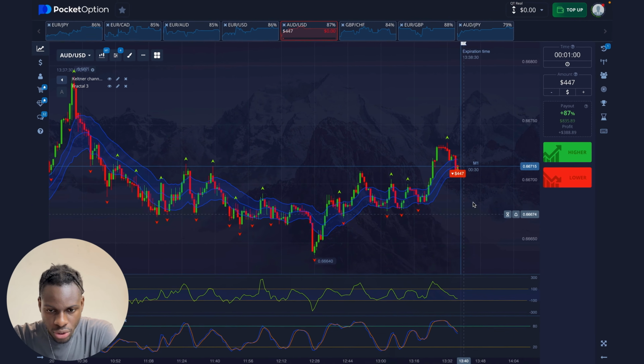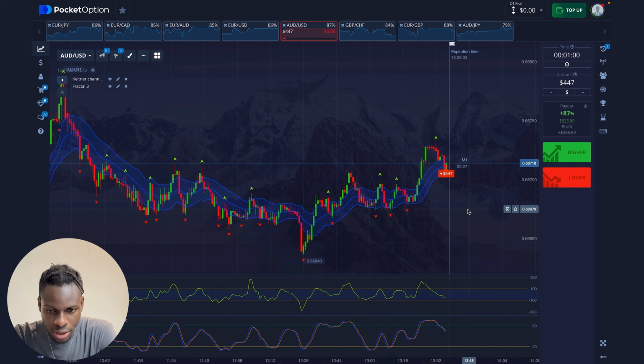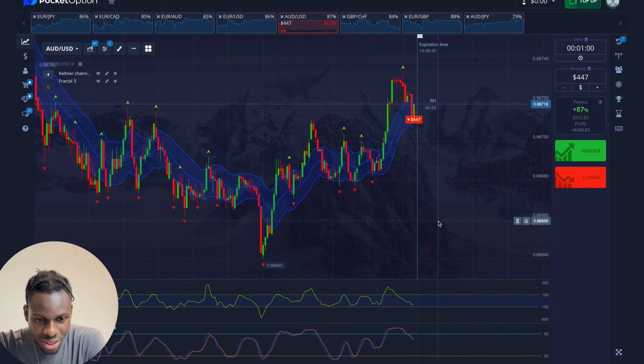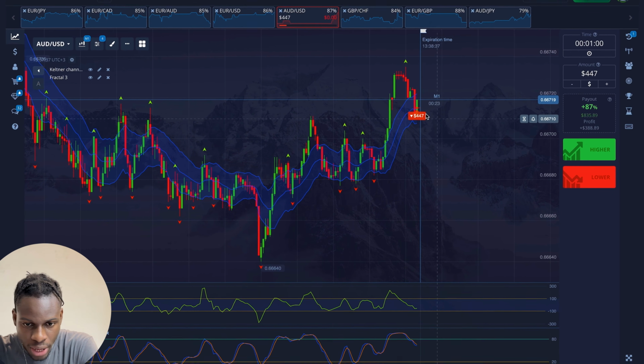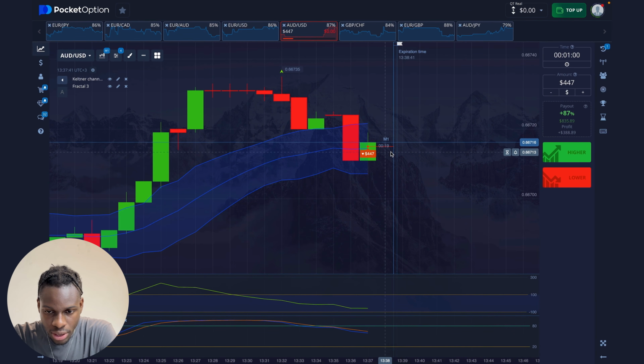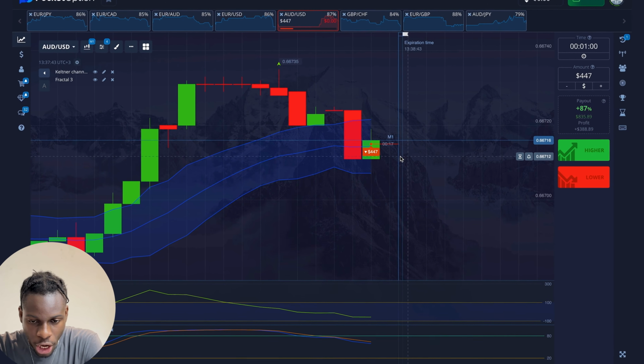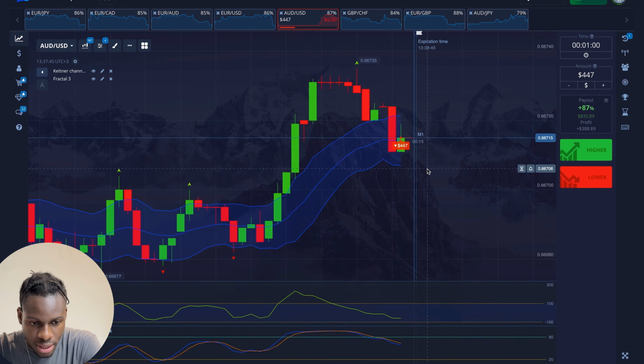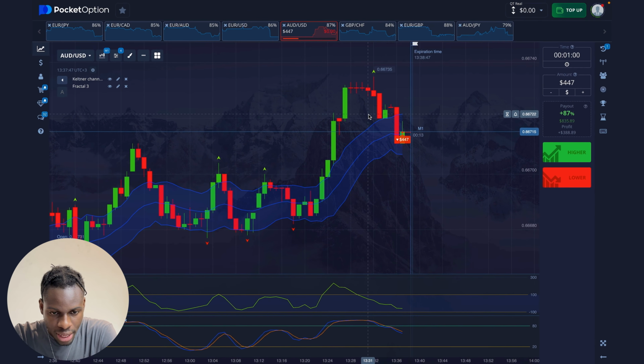Okay, guys, so I just took this trade and took a sell here. It's not the best entry point, to be honest, but it will have to do. Sometimes the candle shows a very sharp momentum after opening, that's why we couldn't get the best entry.